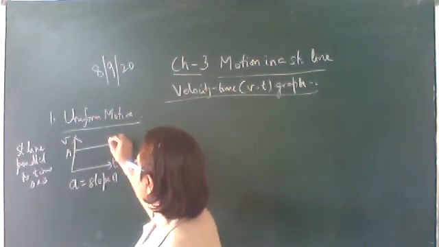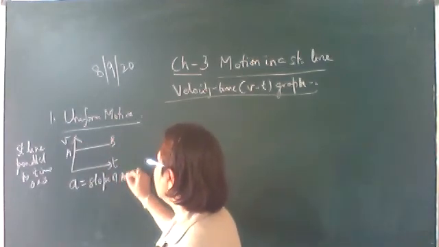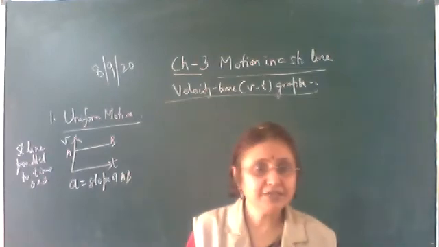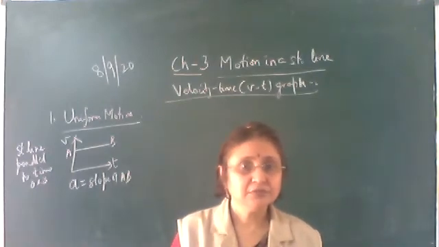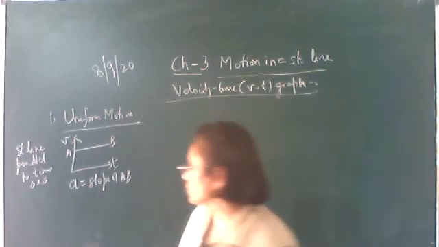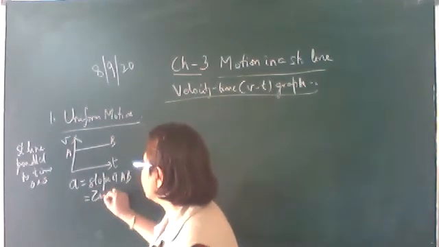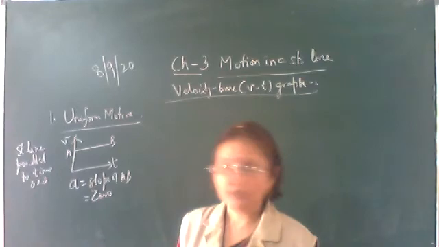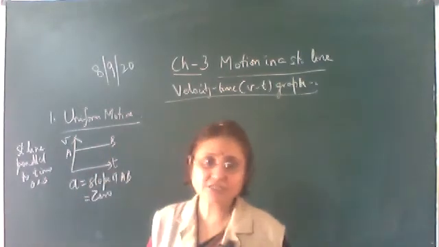Let this line be AB. Slope of the AB line. Does this line have any slope? It doesn't have any slope. So what is the acceleration? Acceleration is 0. Or physically also you can understand.